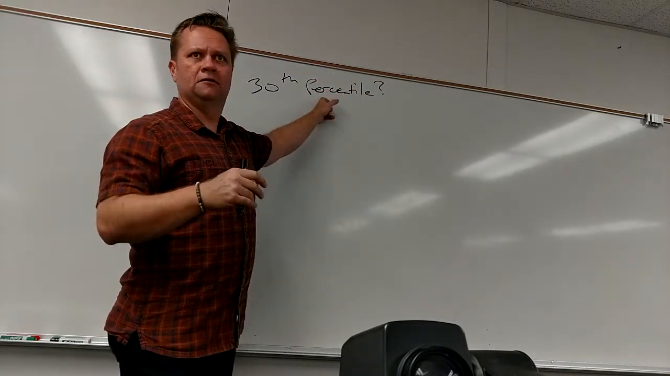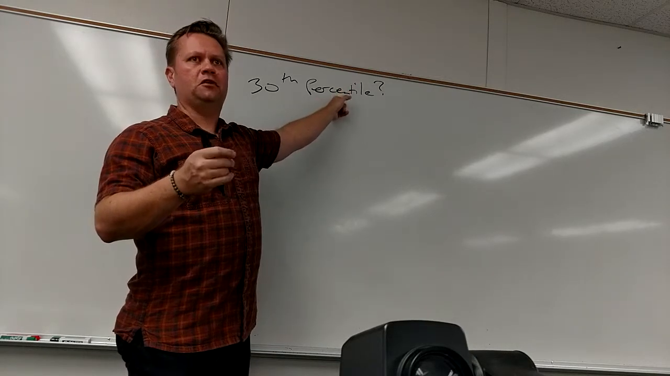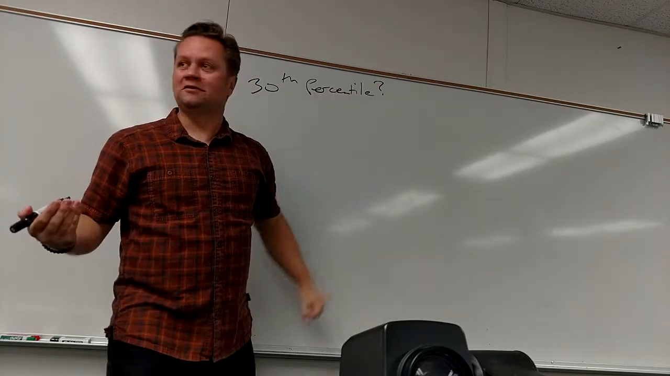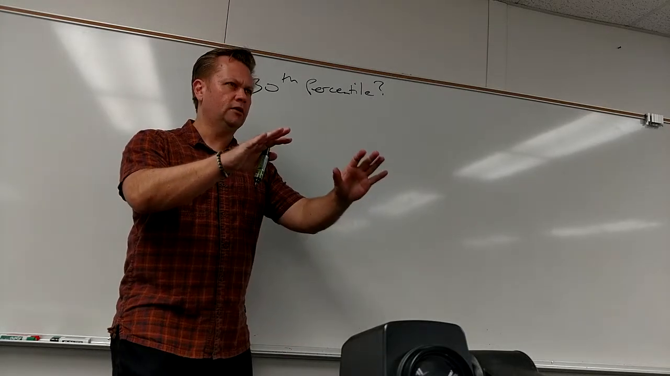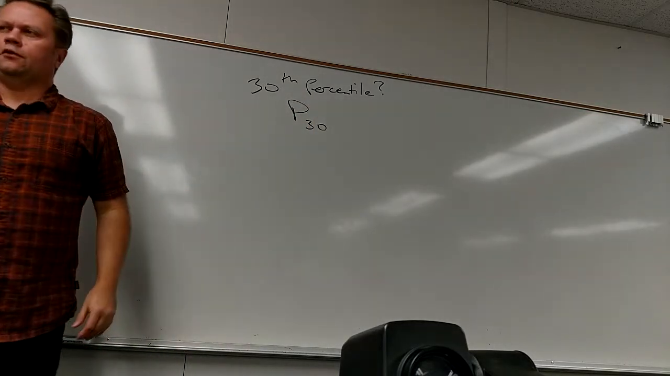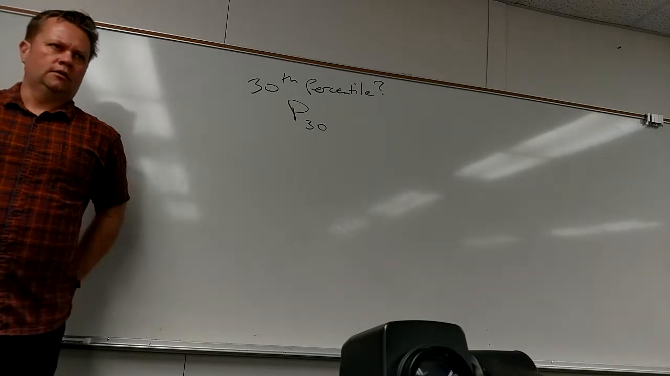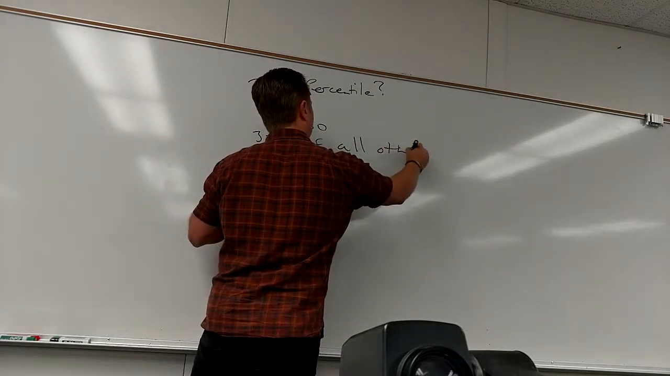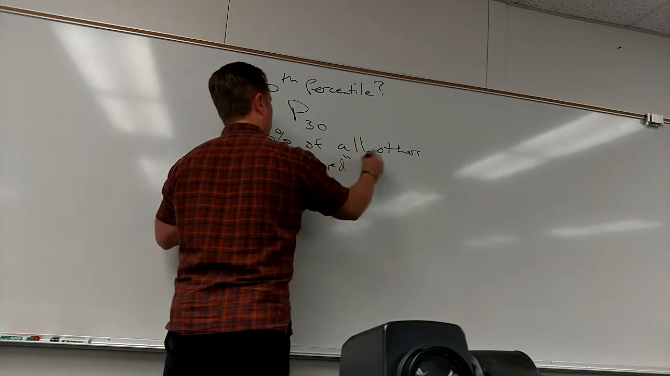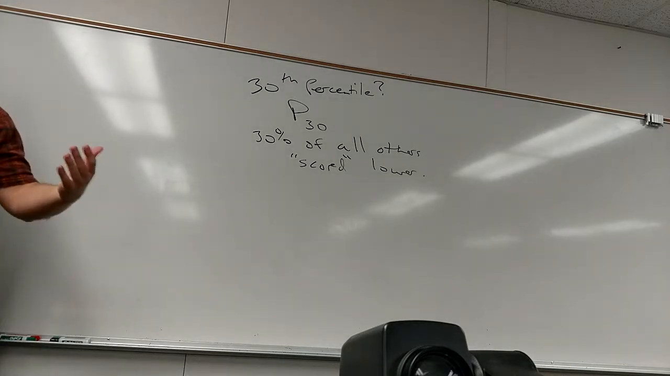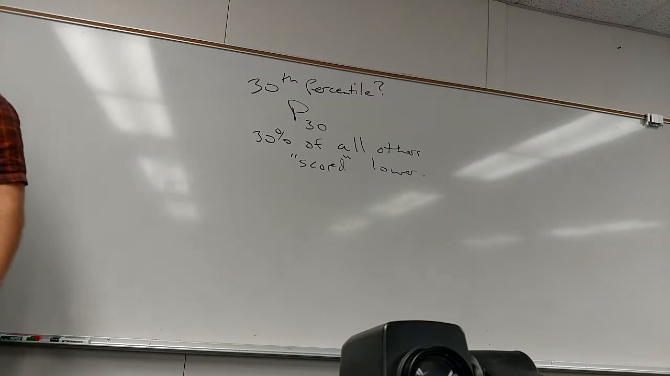Is this always bad? No, not necessarily. This is good for golf. This is good for running times in a race. Don't you want your running time to be smaller? That means you went faster. You guys kind of with me? A little bit? Okay, so 30th percentile looks like this. This is the symbol for 30th percentile, P30. And it means that 30% of all others scored lower. Whatever it is I'm measuring, they got lower than you. So it'd be much better, of course, to be in the 90th percentile in terms of a grade or something.